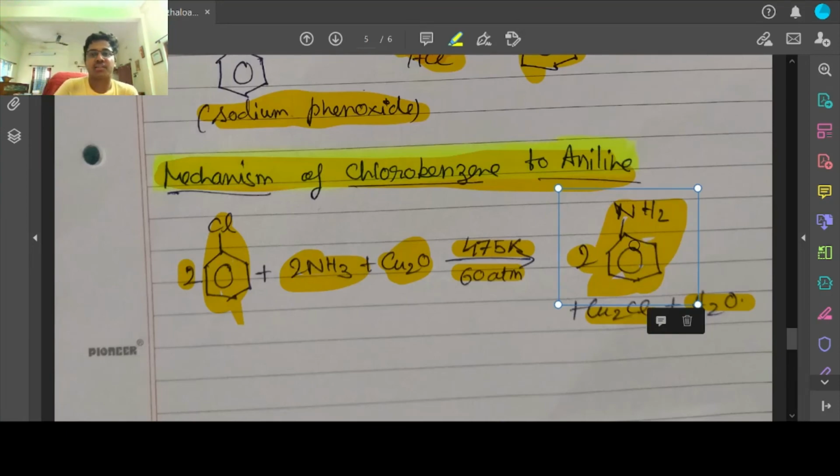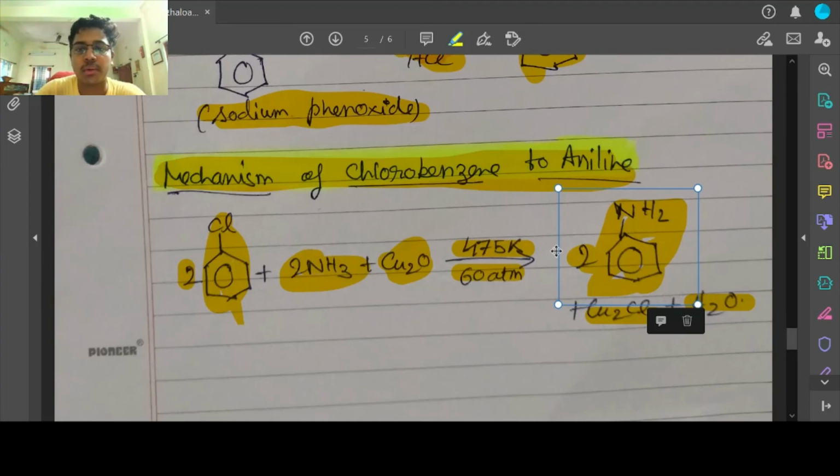If you are asked to directly convert chlorobenzene to aniline, you can convert it in multiple ways. You can convert chlorobenzene to phenol and then phenol to aniline. If you have learned all the chapters of organic chemistry properly, you can relate them, right? There are multiple methods. But in ISC, I'll particularly talk about ISC because they are very strict about the rules.